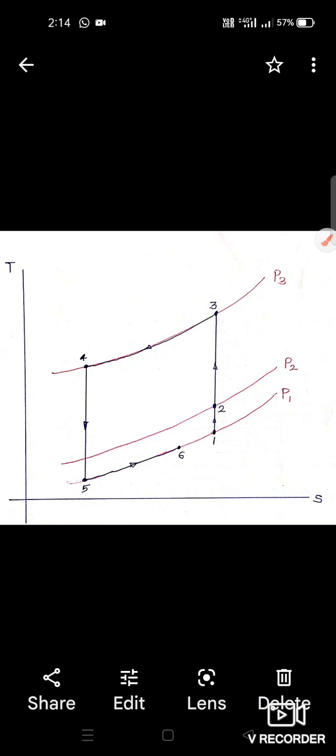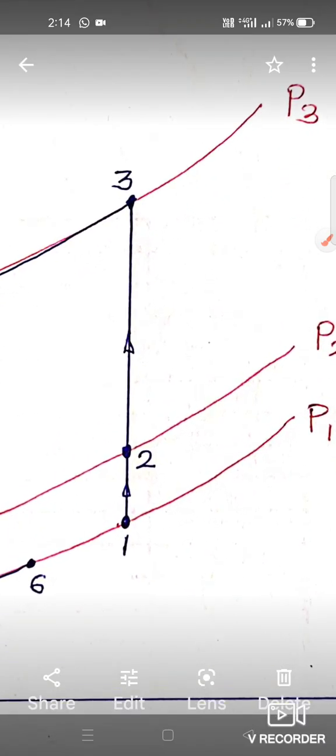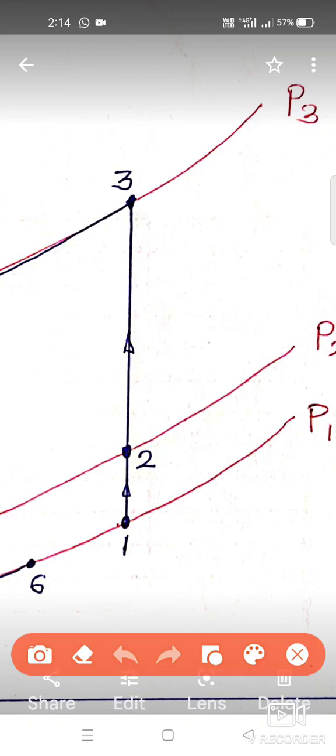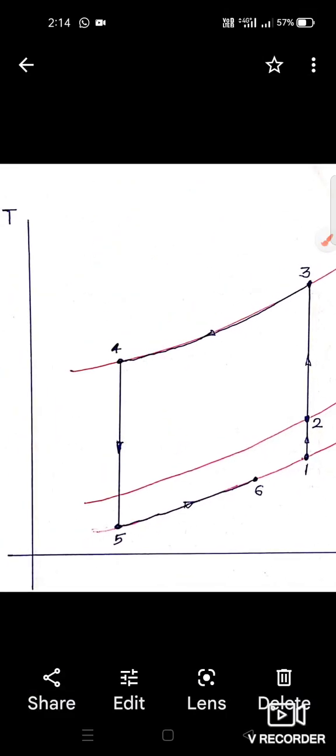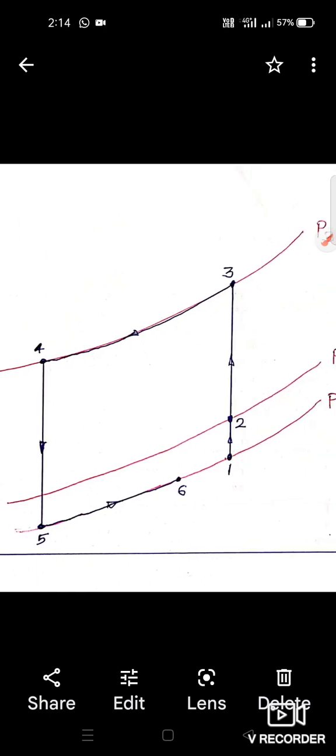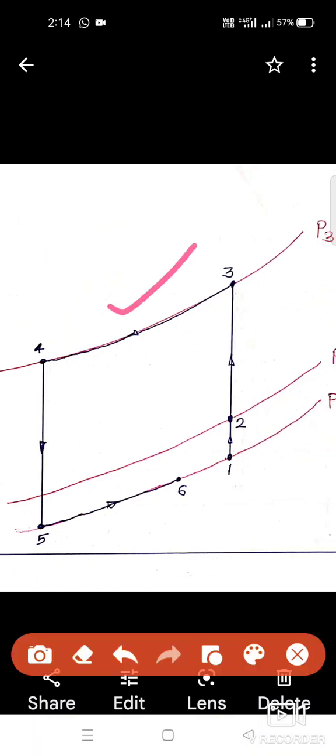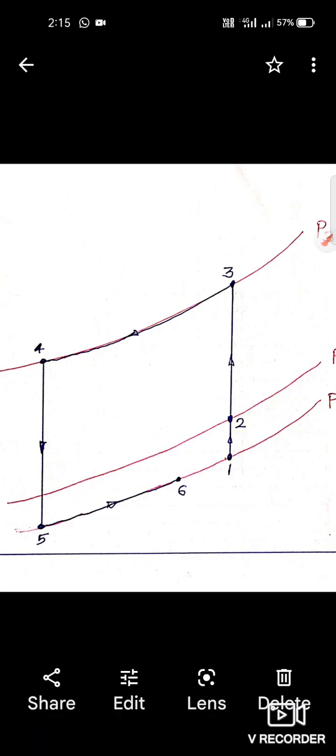Once again I will just concentrate. This is 1 to 2, the ramming process, 2 to 3 the compression process, then 3 to 4 is a cooling process in the heat exchanger. 4 to 5 is an expansion process in the cooling turbine, and 5 to 6 is a refrigeration process. So one by one, this is just for understanding.